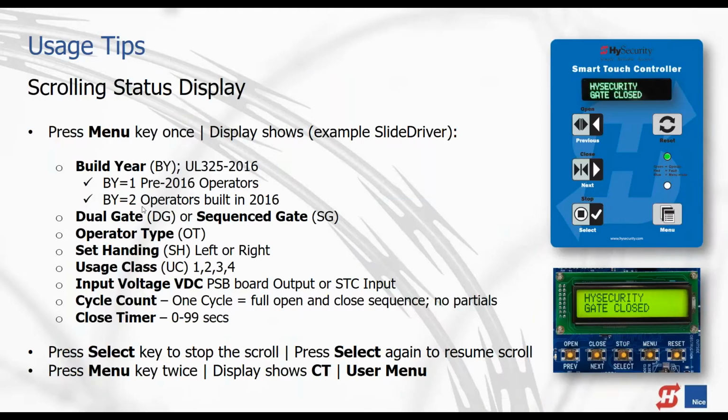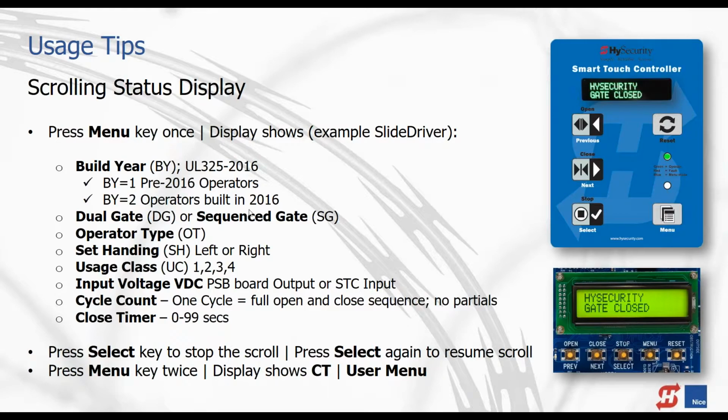All right, we have 3 screens left, and these are quick usage tips, okay? So you're probably aware that we have two menus on board our Smart Touch and Smart DC controller systems, the user menu and installer menu. To access the user menu, you press that menu key 2 times. The reason we say 2 times, if you pressed it once, that's what it shows on this slide, it's going to scroll information that's visible in that display, right? So it's going to talk about build year. Build year is a parameter that we set up last year to accommodate the UL 325 2016 normally closed method that we're using on our boards.